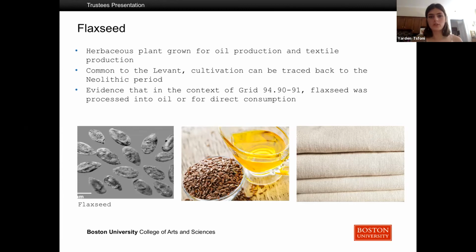And if we want evidence for linen, we'd have to find evidence of linen production itself, so spindle whorls and loom weights and looms themselves. We haven't found those yet.